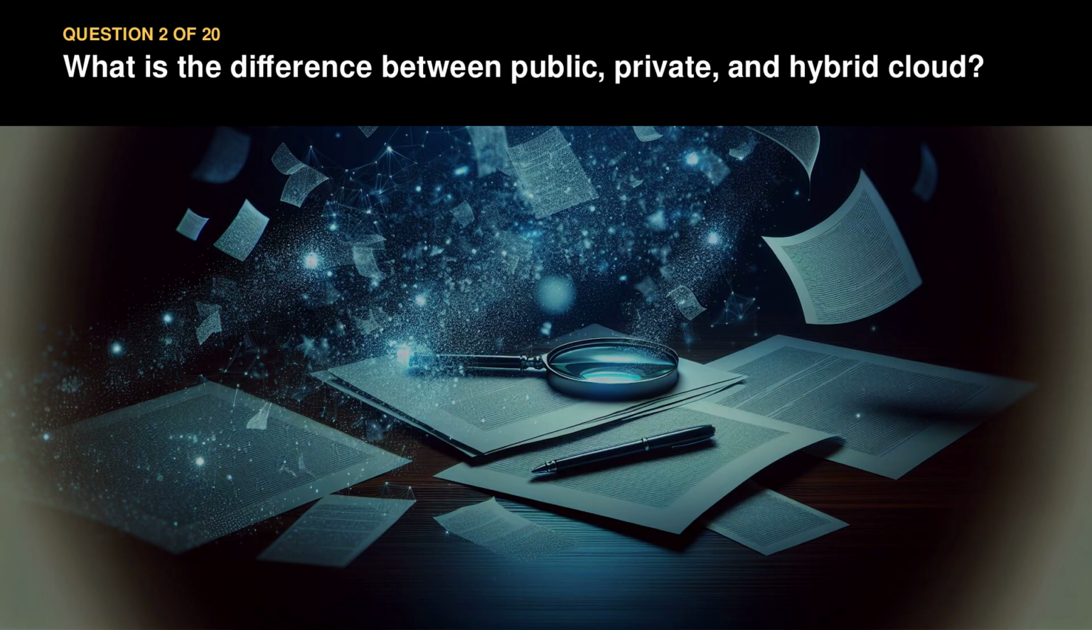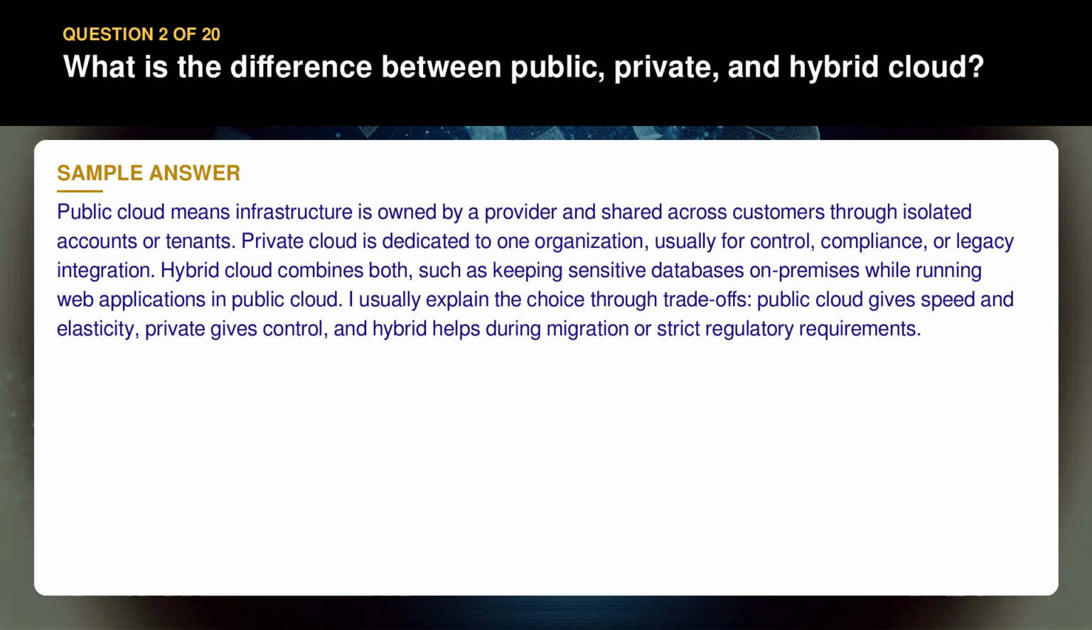Question 2. What is the difference between public, private, and hybrid cloud? Public cloud means infrastructure is owned by a provider and shared across customers through isolated accounts or tenants. Private cloud is dedicated to one organization, usually for control, compliance, or legacy integration. Hybrid cloud combines both, such as keeping sensitive databases on-premises while running web applications in public cloud.